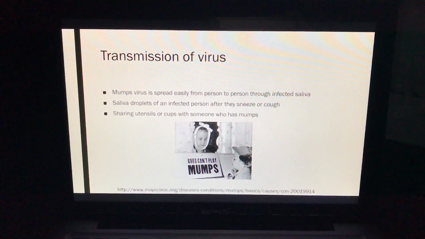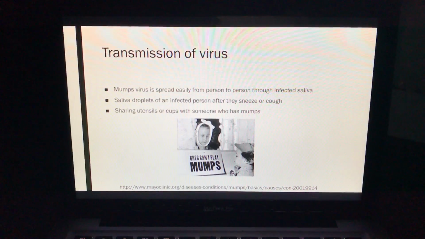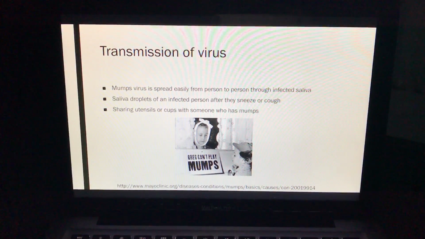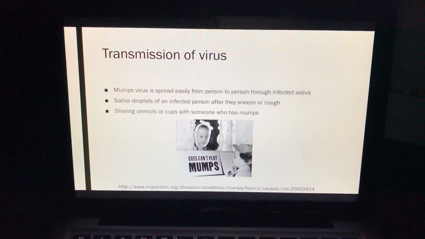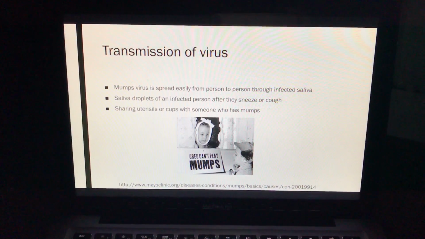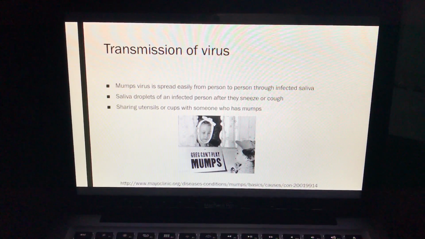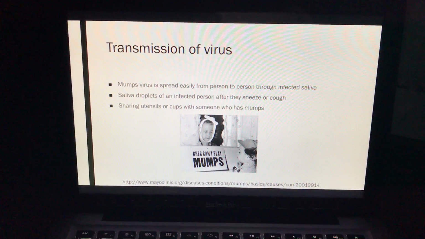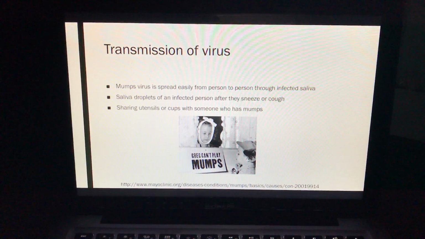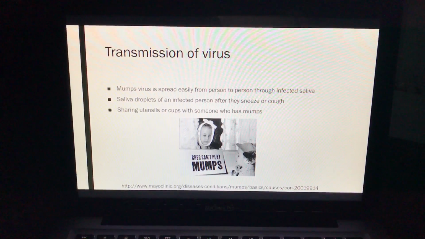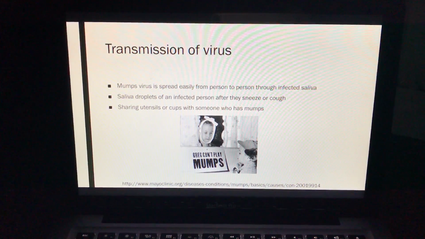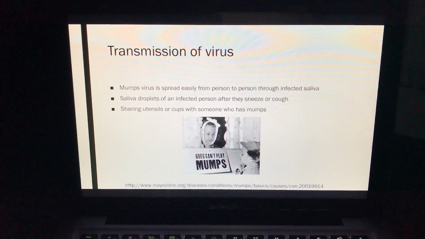The virus is transmitted easily from person to person through infected saliva. So if an infected person is sneezing or coughing in the area, if you do not have an immunity to the mumps virus, then you are very likely to contract it. Sharing utensils or cups with someone who has mumps is also a good way to spread that virus. It also is more easily spread among people who live in close quarters. So people that live in college dormitories, there's a lot higher chance for them to contract mumps.